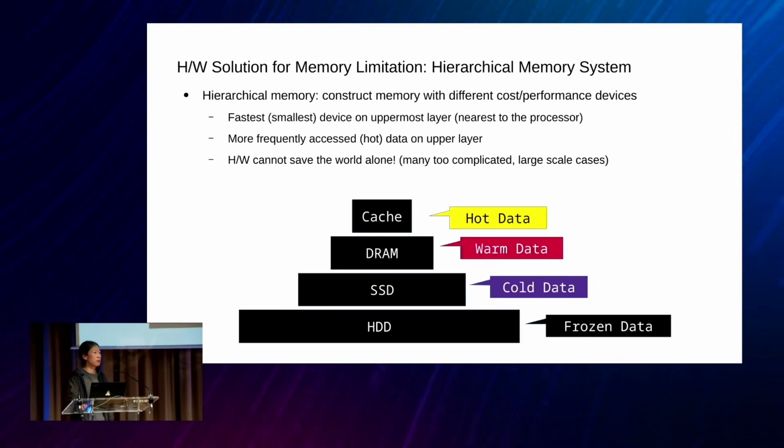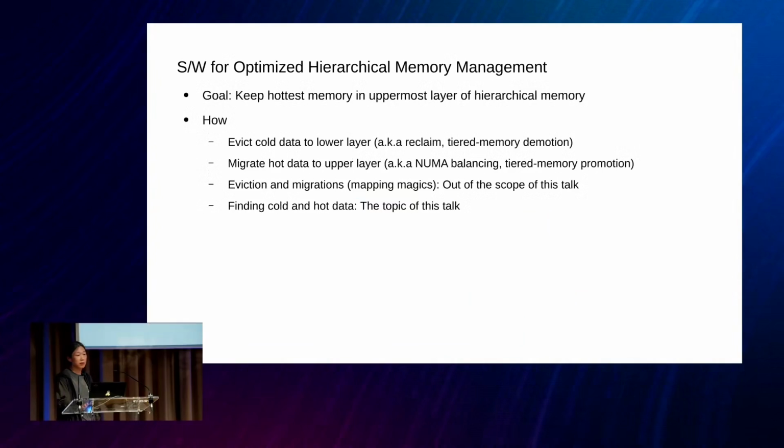It needs some help from software, because hardware cannot deal with too complicated and large-scale use cases. And therefore, we have software that optimizes the hierarchical memory management. The goal is very simple. We just want to keep the hottest memory or data on the uppermost layer of the hierarchical memory. And how can we do that? We can do that by evicting the cold data to a lower layer, in the name of memory reclamation or demotion in terms of tiered memory management.